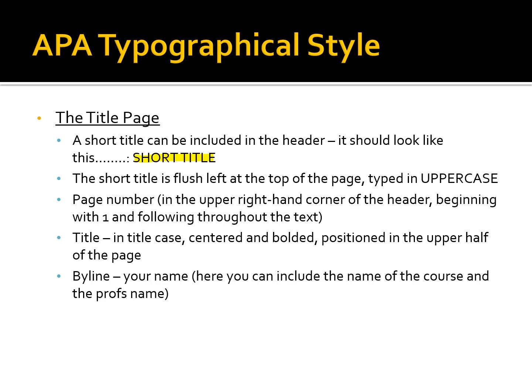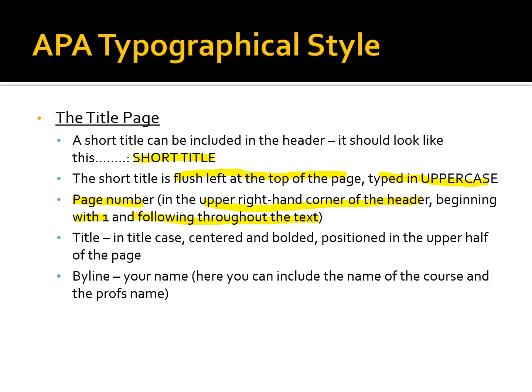A short title can be included in the header, and if included, it should look like this, short title. So notice it is all capitals, and it should be short, so 15 words or less. The short title included in the header is flush left, okay, at the top of the header, and it is typed in uppercase, as I indicated. Following that, there should be in the same header the page number in the upper right-hand corner, beginning with one and following throughout the text.